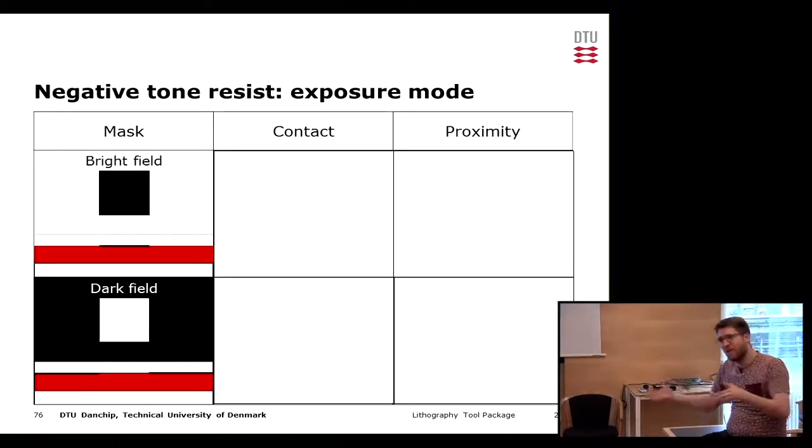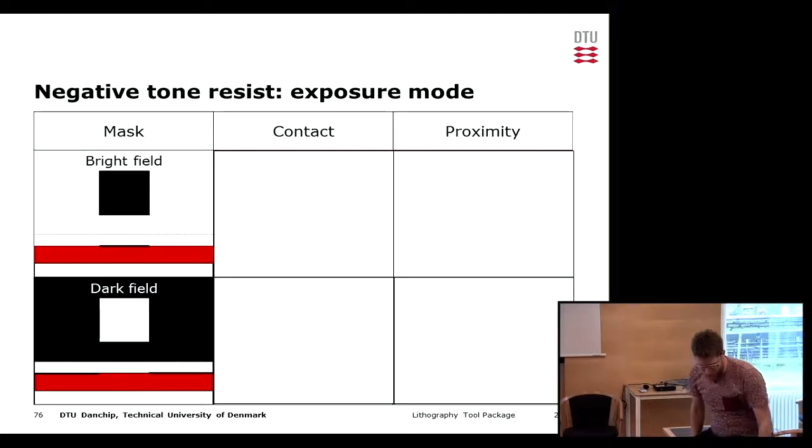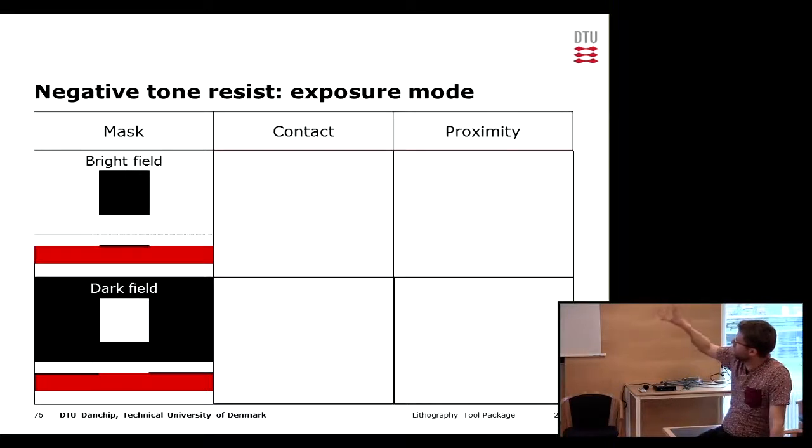So we repeat now everything again, but in this case for the negative tone resist. And I hope that you will be willing to participate a little bit for this round. So now I'm going to ask you, what does it look like when we have the bright field design in optimal conditions? So contact is perfect, and the optimal dose and optimal development for a negative tone resist.